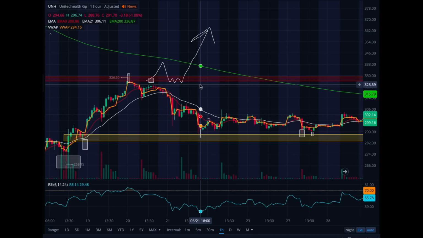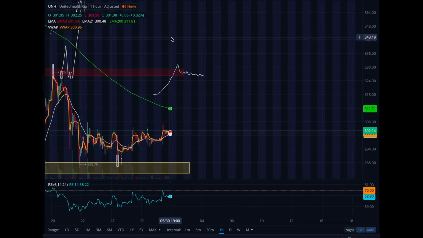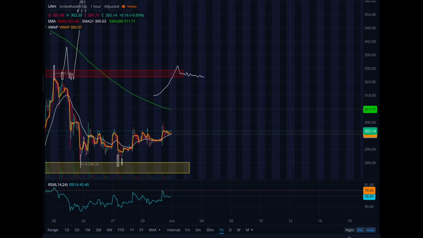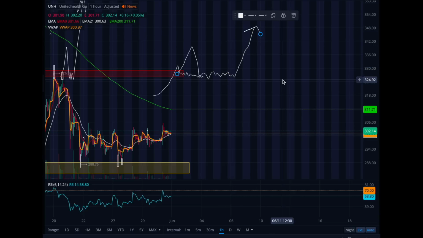That is an A-plus setup. So if we get, let's say, 326 gets broken, passes up above, and then comes back down, starts consolidating, if it's holding that 326 level, that's your indication to get in because you're looking for that push up.